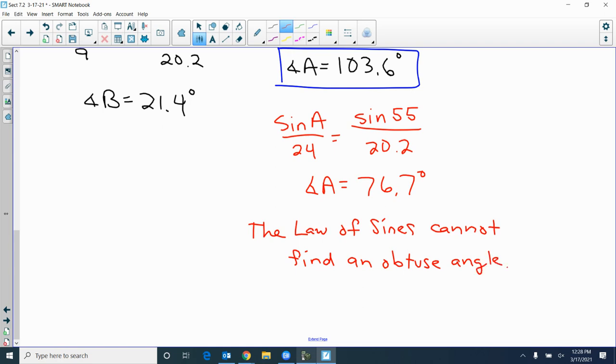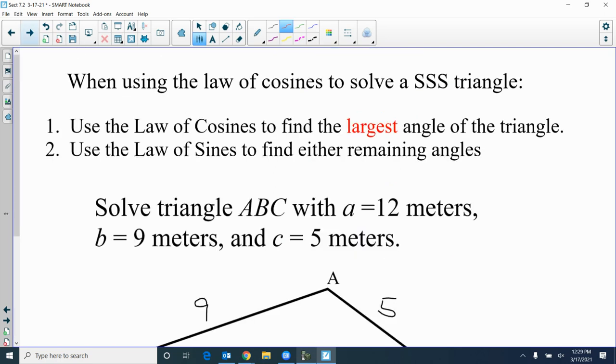Now, if you don't want to worry about that, then you can use the law of cosines, and I'll show you how to do that to find an angle. But it's just messier. All right, let's take a look at that second one here.